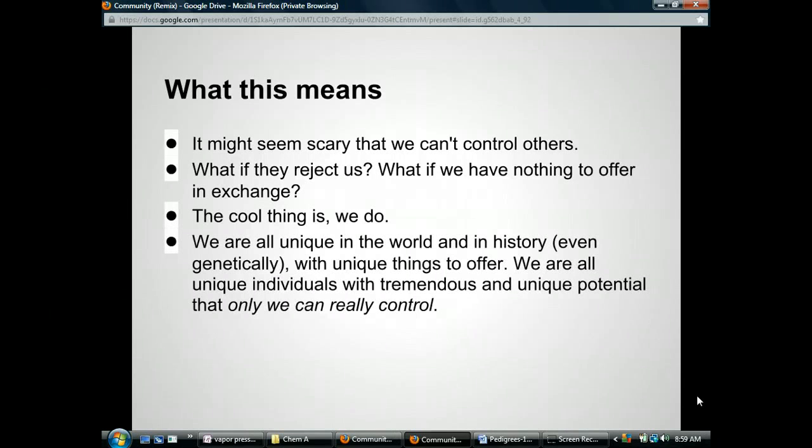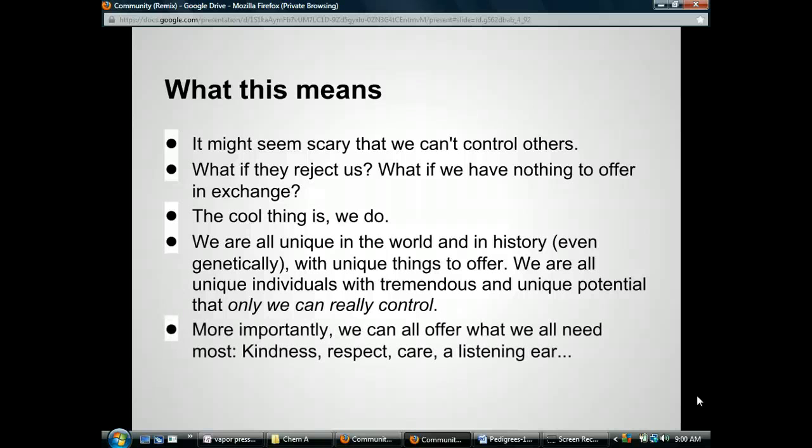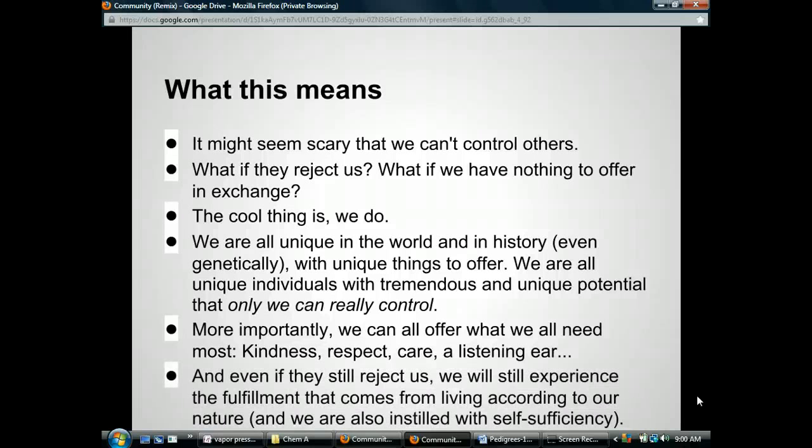We're all unique in the world and in history, even genetically. Each of us is unique, so each of us has unique things to offer. We're all unique individuals with tremendous potential, unique potential that only we can really control. More importantly, we can all offer what we all need most, which is kindness, respect, care, and a listening ear. And even if they still reject us, we still experience the fulfillment that comes from living according to our nature. And we're also instilled with self-sufficiency.